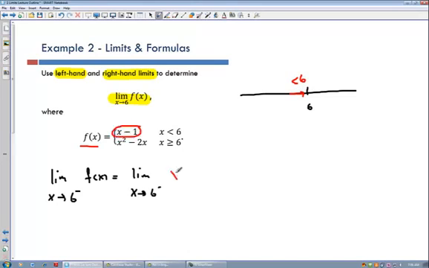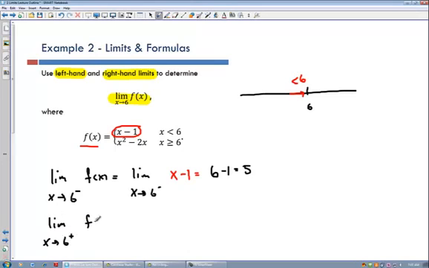And so I'm going to use x minus 1, and of course the idea is just to plug in the number and see if it makes sense. So let's plug in 6, and I get 6 minus 1, which equals 5, which makes perfect sense. So that's my left-hand limit.